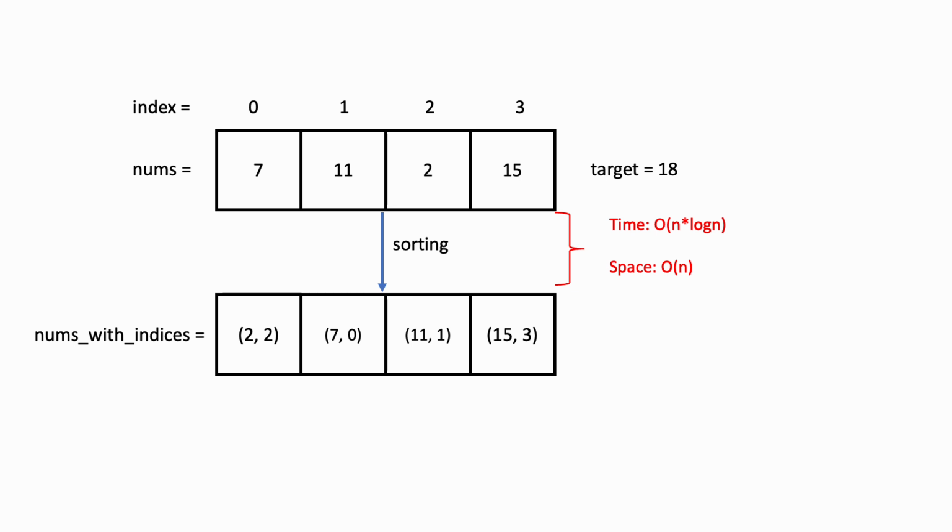First step will be to sort the nums array into a nums with indices array to keep track of the number value and its indices. This step is the same as what we did in our previous video for the sorting with binary search solution. We keep track of indices because we have to return the indices of the chosen elements adding to the target.